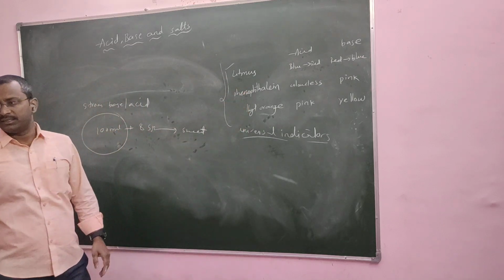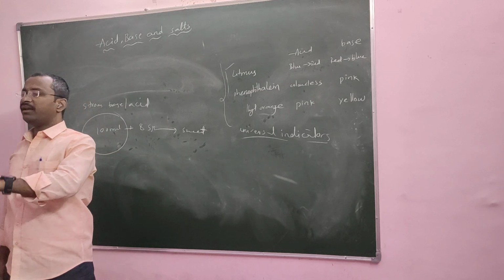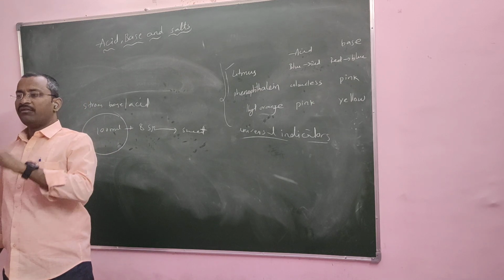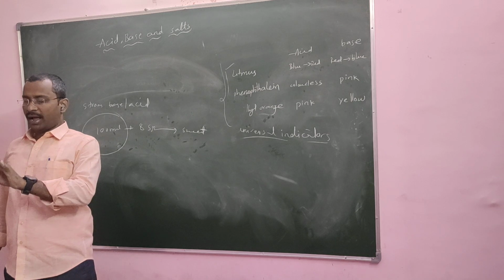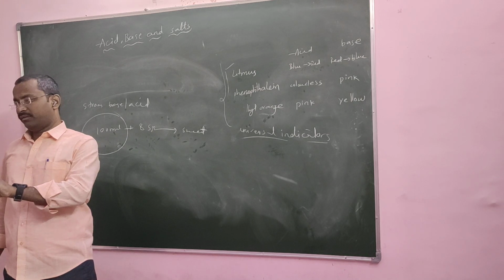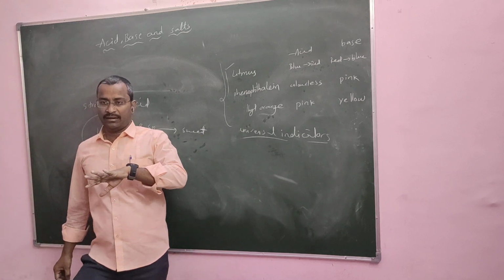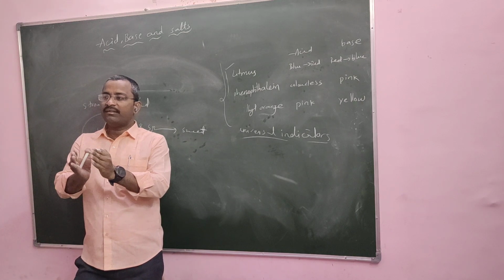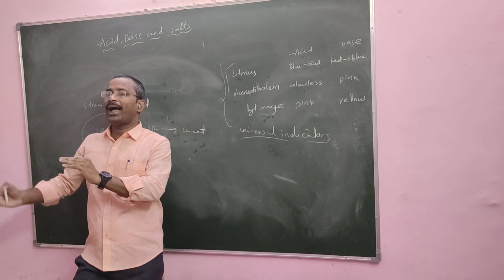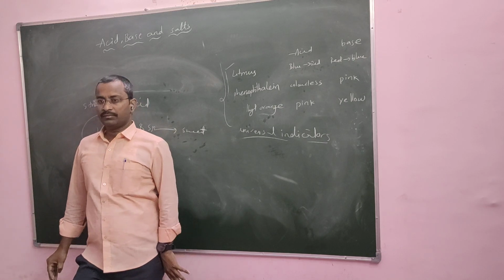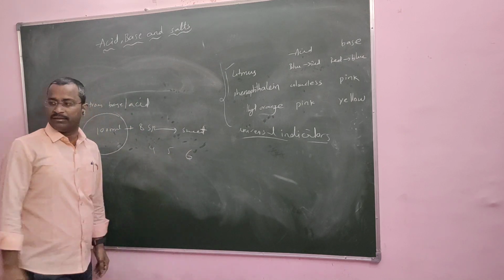what are the color changes? Universal indicator is an indicator used to test whether a substance is an acid or a base. It may be anything. Which indicator? Universal indicator. Universal indicator is a combination of indicators such that different colors are produced as per the strength of the acid. For example, if you take 4, 5, 6.